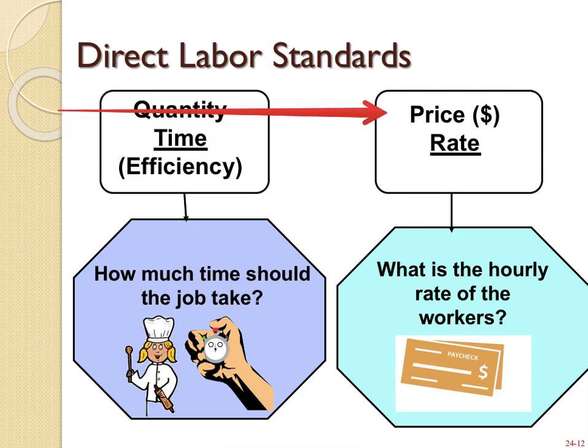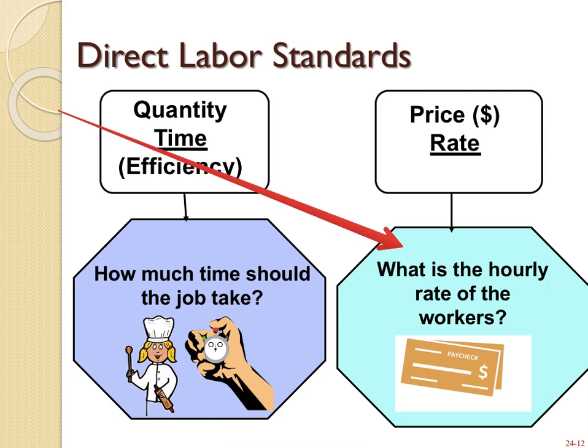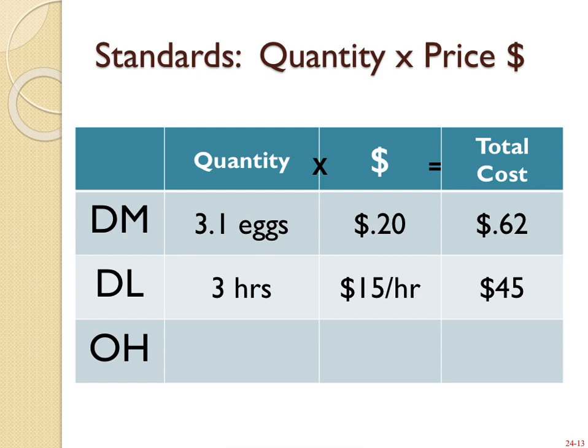Then we also have to think of the price or dollar amount, and that is the labor rate. What is the hourly rate of the chef? That's going to be your price standard. What is the normal hourly rate for a chef? By the way, I forgot to mention, this is what we would call a standard cost card, which is where we track for every product the standards or expectations that we set of quantity and price for each of these items.